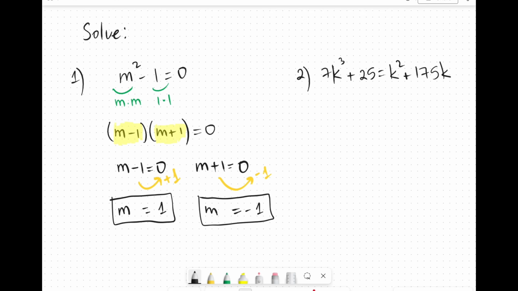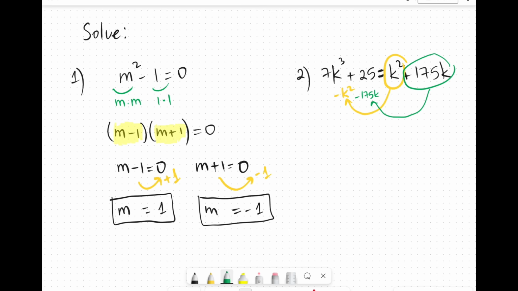And here's the last final question. This is also an equation. You are asked to solve it. You see an equal sign. You see all of these exponents, so you know you have to make sure it's equal to 0 in order for you to be able to factor. For that, I will take k squared. It's a positive k squared on the right, so I'll put it here and make it a negative k squared. And I will do the same with positive 175k. I'll put it here, make it a negative 175k.